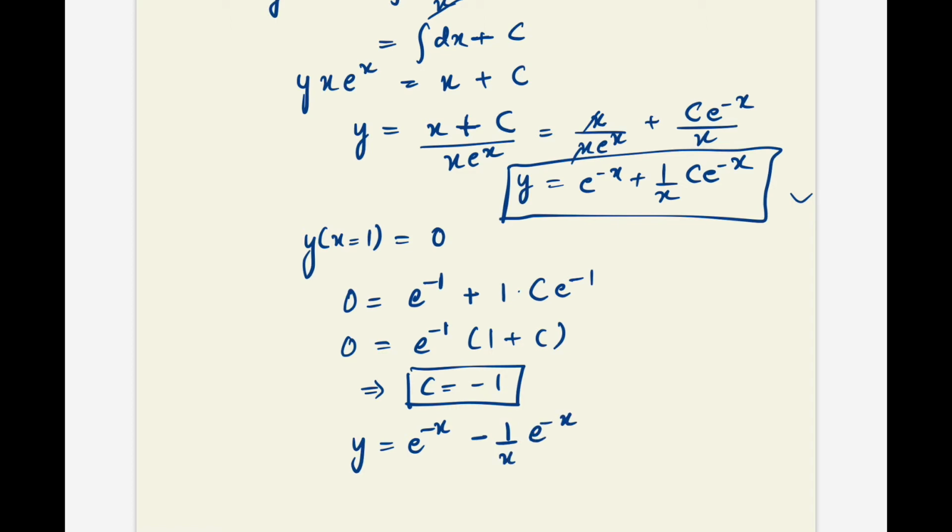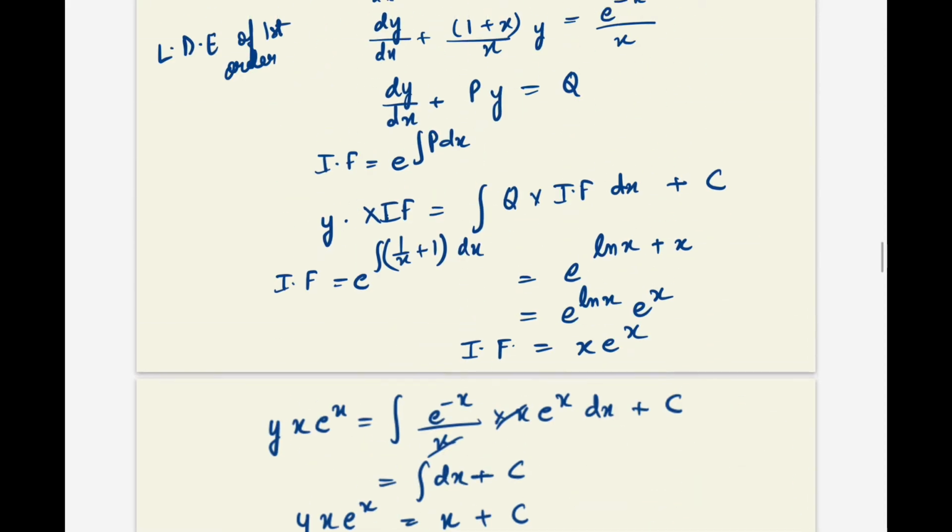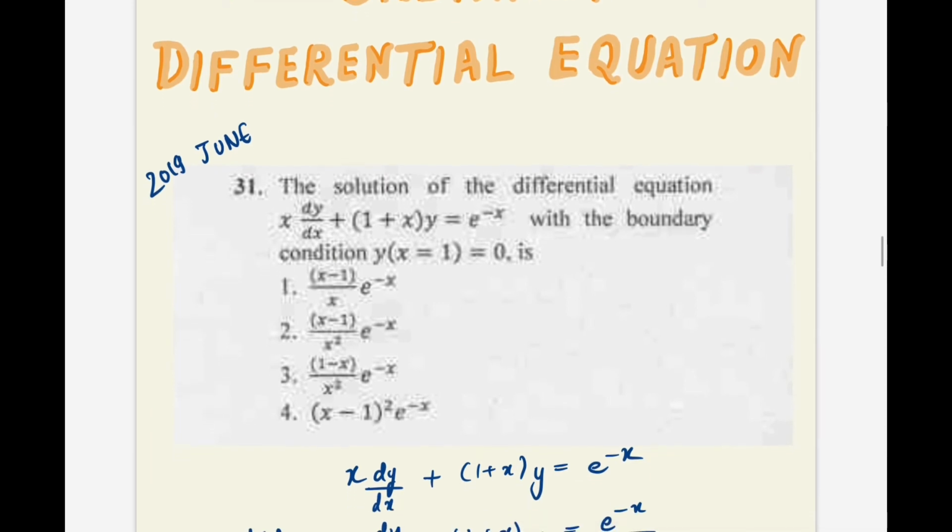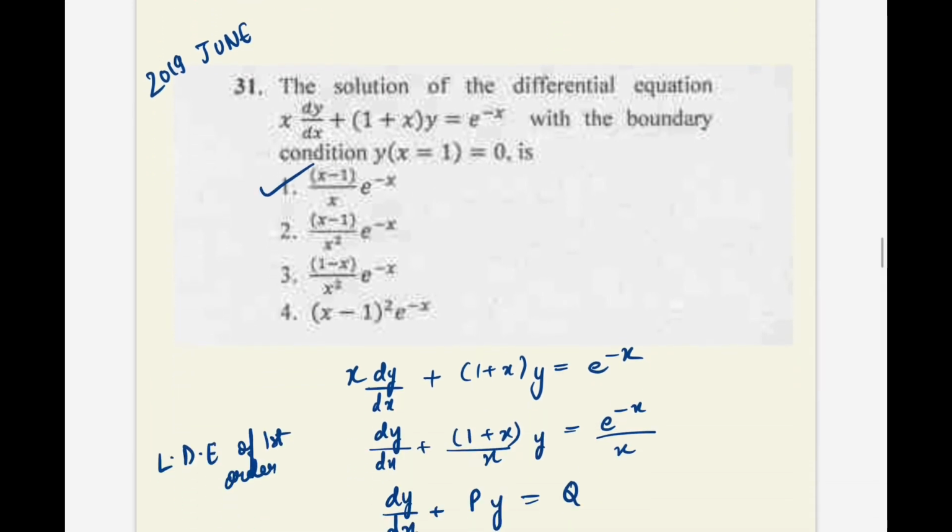So this is the solution of our given differential equation, which can be written in a more simplified form as e to the power minus x times (x minus 1) upon x. So option A is the correct answer.